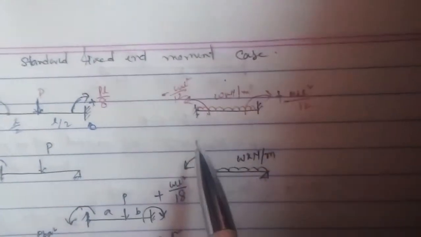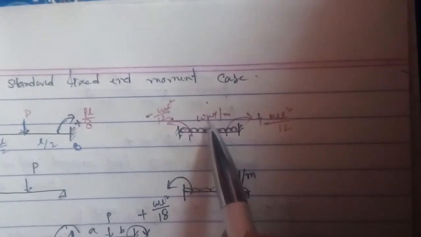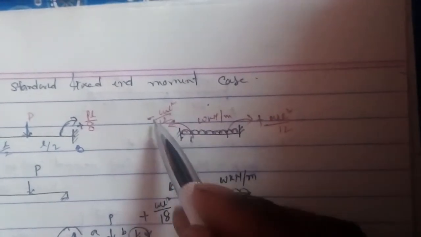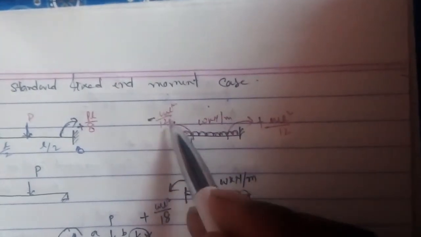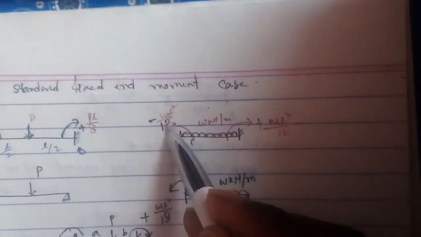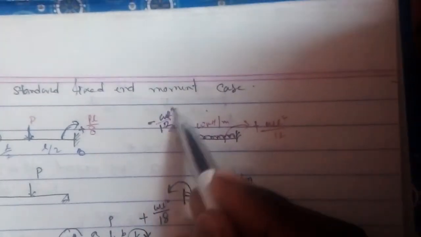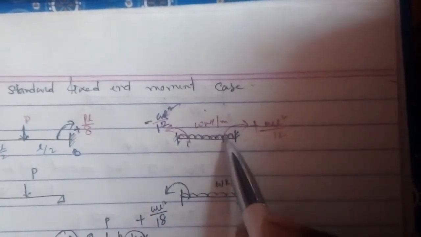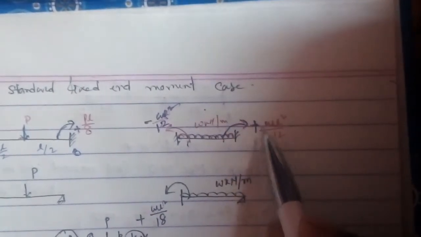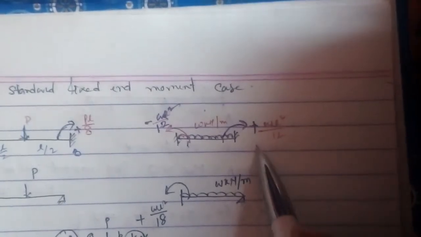Now another case: two ends are fixed and it's carrying a uniformly distributed load W kilonewton per meter length. So what will be the fixed end moment? The fixed end moment will be WL square by 12, negative as it is anti-clockwise, and at the other end positive WL square by 12.